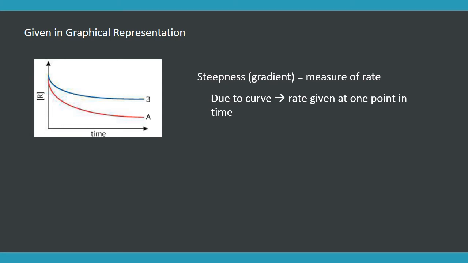However, if you notice, there is a curve, and there will always be a curve to rate graphs, because as you decrease the concentration of reactants, the reaction takes longer to happen. We'll talk about why that occurs a little later. But due to that curve, we can only measure rate at one point in time. If we look at the steepness and compare A versus B, we see that A has a steeper curve, and therefore it's going to have a higher rate because it had more loss of concentration in the same amount of time being measured.